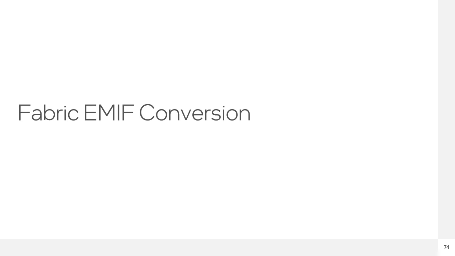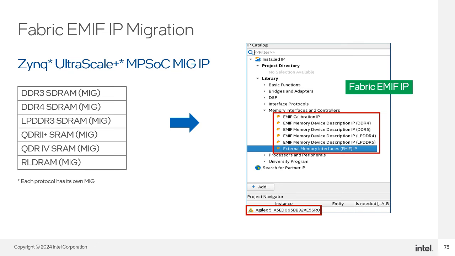In this section, we will provide an overview on how to convert the Fabric EMIF IP from Zynq UltraScale Plus MPSoC to Agilex 5 devices. We will look at the external memory interface IP used and how to map the competitor's IP settings to Agilex 5 EMIF IP settings. For Zynq UltraScale Plus MPSoC, there is a memory interface generator for each supported protocol. For Agilex 5 Fabric EMIF, all the supported protocols can be generated using the external memory interface IP. You can locate this IP in the IP catalog under the Memory Interfaces and Controllers section, as shown in the right figure.